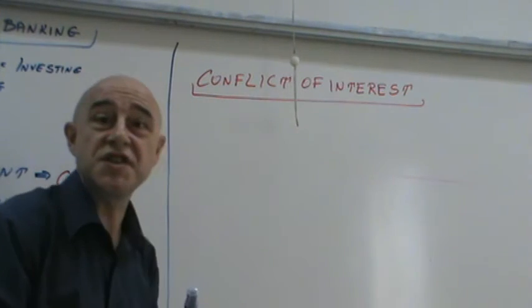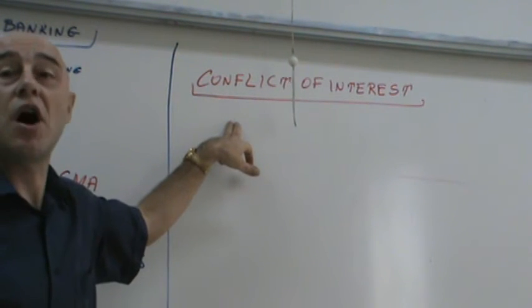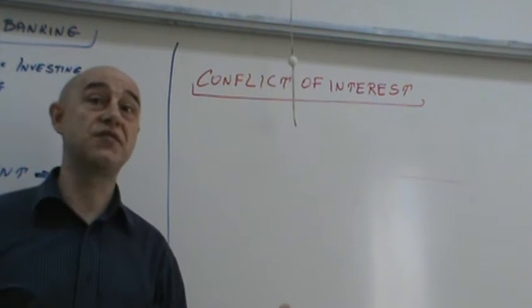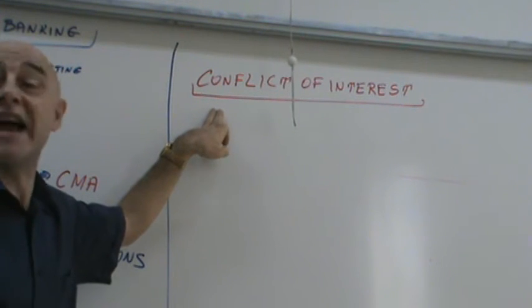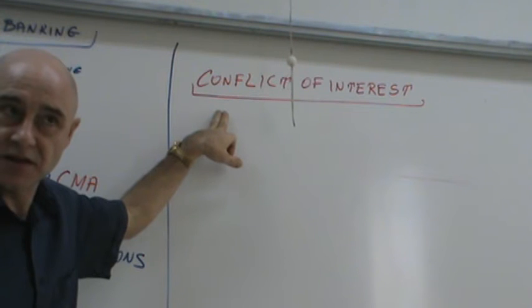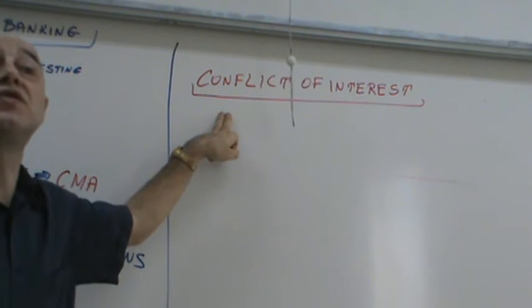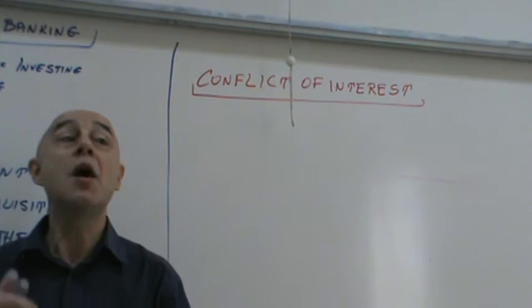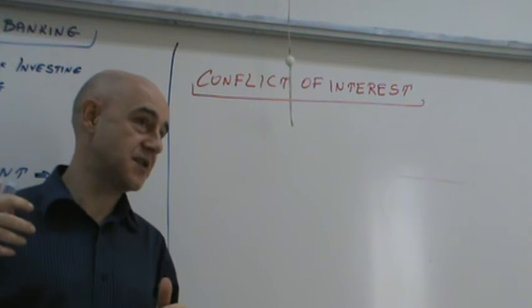Conflict of interest is probably one of the biggest problems in the financial industry today, as well as 50 or 100 years ago. It is when someone with expertise, knowledge, and experience provides advice and can profit from that particular advice.